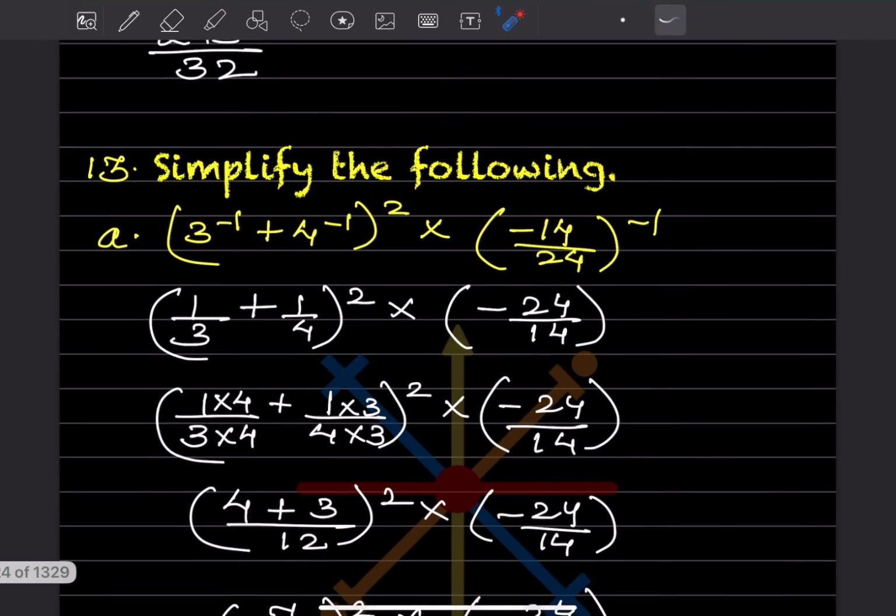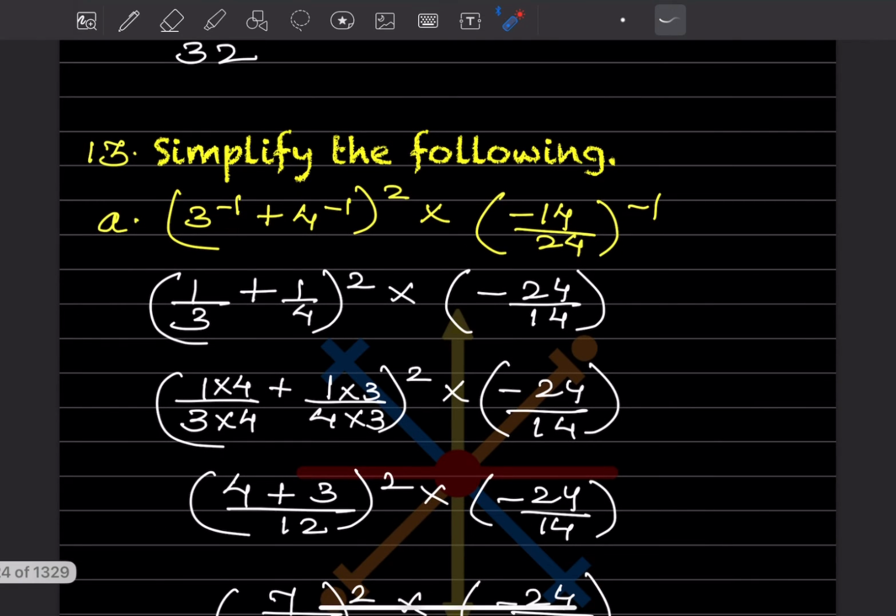Here, simplify the following: 3 raised to minus 1 plus 4 raised to minus 1, raised to 2, into minus 4 divided by 24 raised to minus 1. So for this part, because this is a negative one, that will be 1 by 3 as it is, and this will be 1 by 4 raised to 2. And this is negative, if you make it positive, that is going to be 24 by 14, but this has a minus sign.